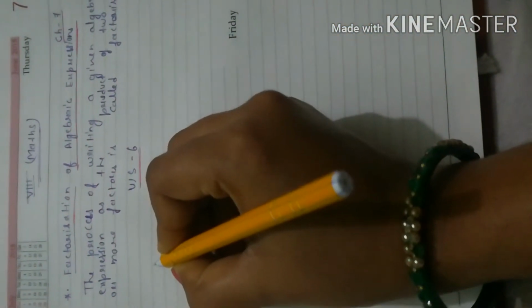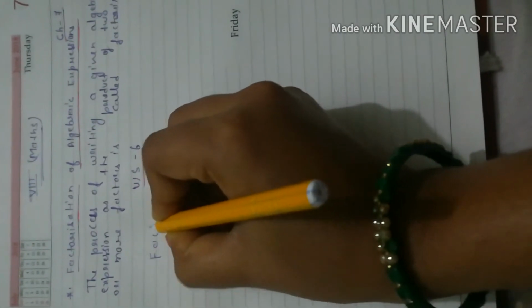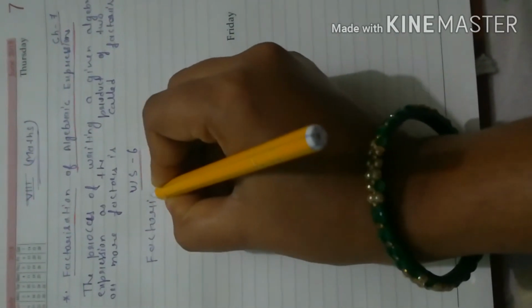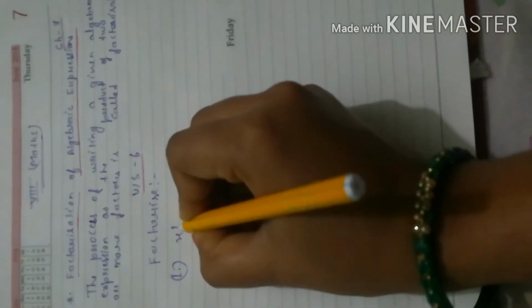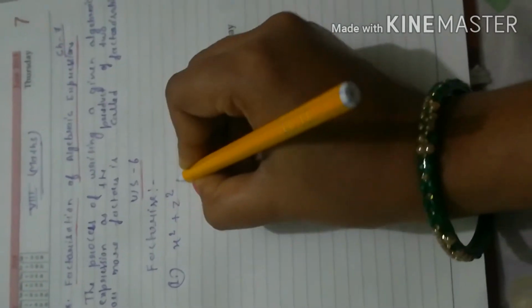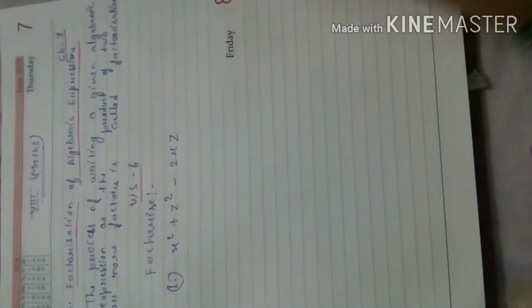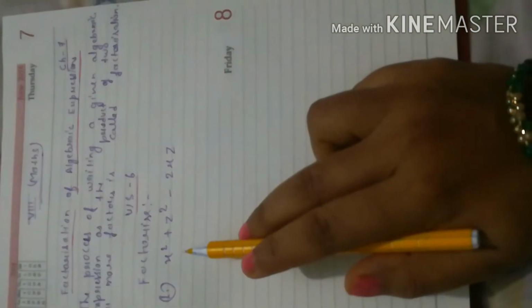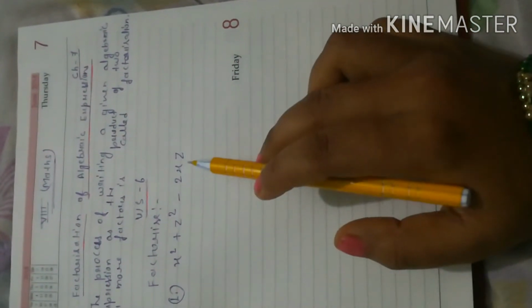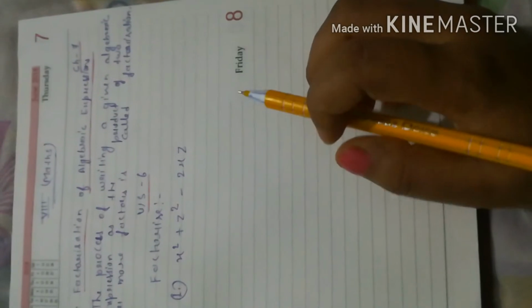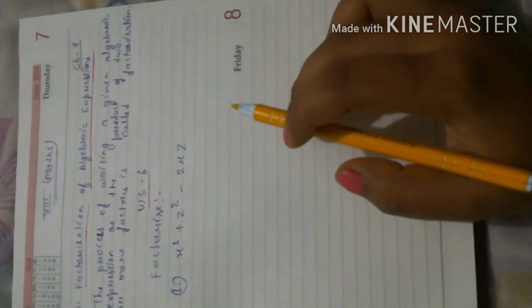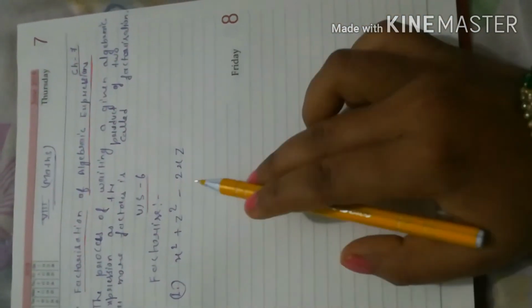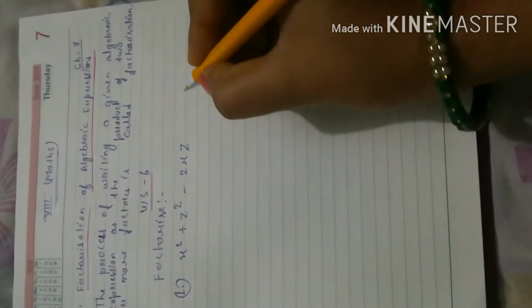Our question number 1, here you can write factorize. Question number 1 is x square plus z square minus 2xz. See, here given x square plus z square minus 2xz. At first you have to memorize all the 5 identities, then only you can factorize it. Try to remember it.